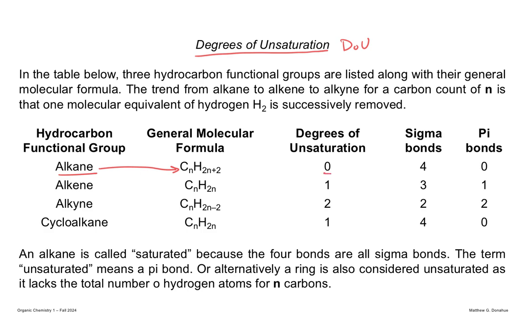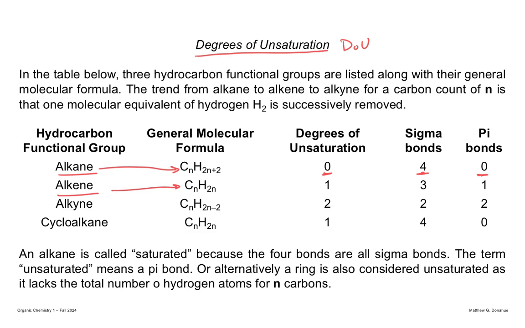That has no degrees of unsaturation. Every carbon atom has 4 sigma bonds. So 4 sigma bonds, no pi bonds. For an alkene, now when you look at the molecular formula, what do you notice? It's now CnH2n. So we've removed an equivalent of H2.